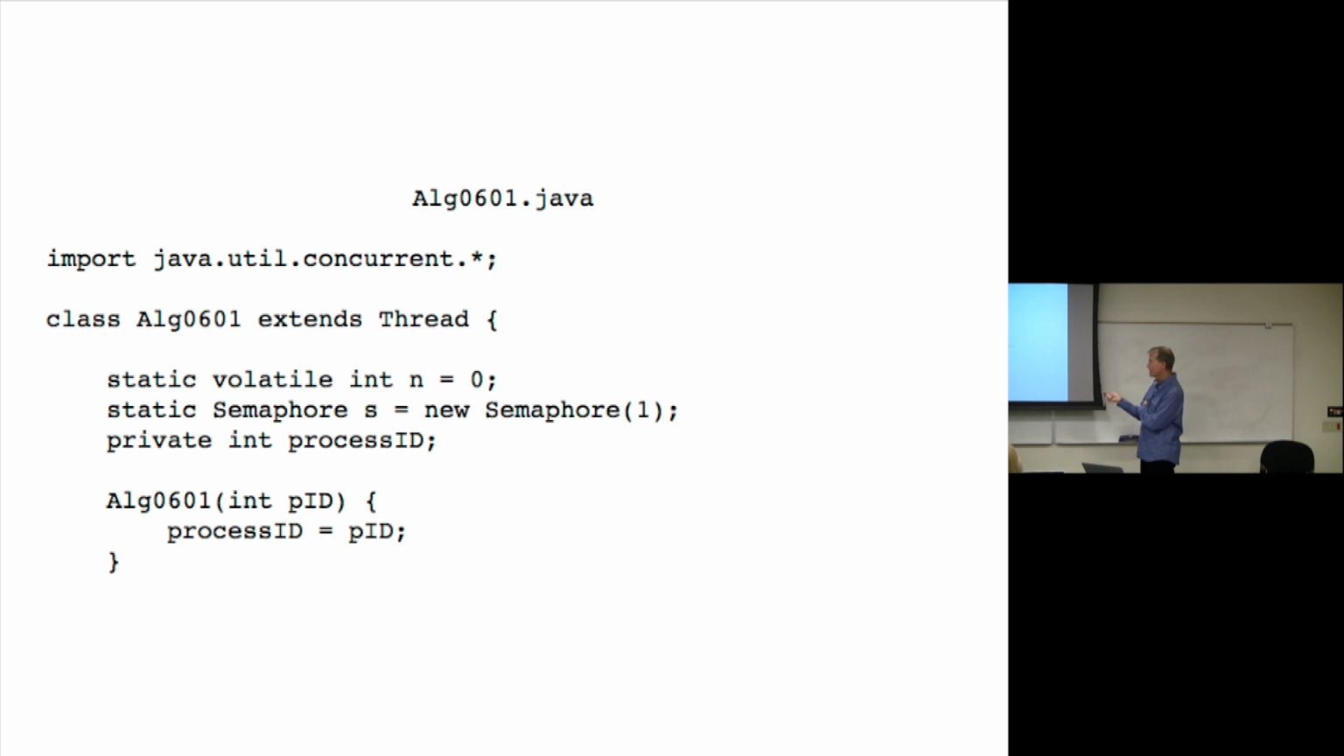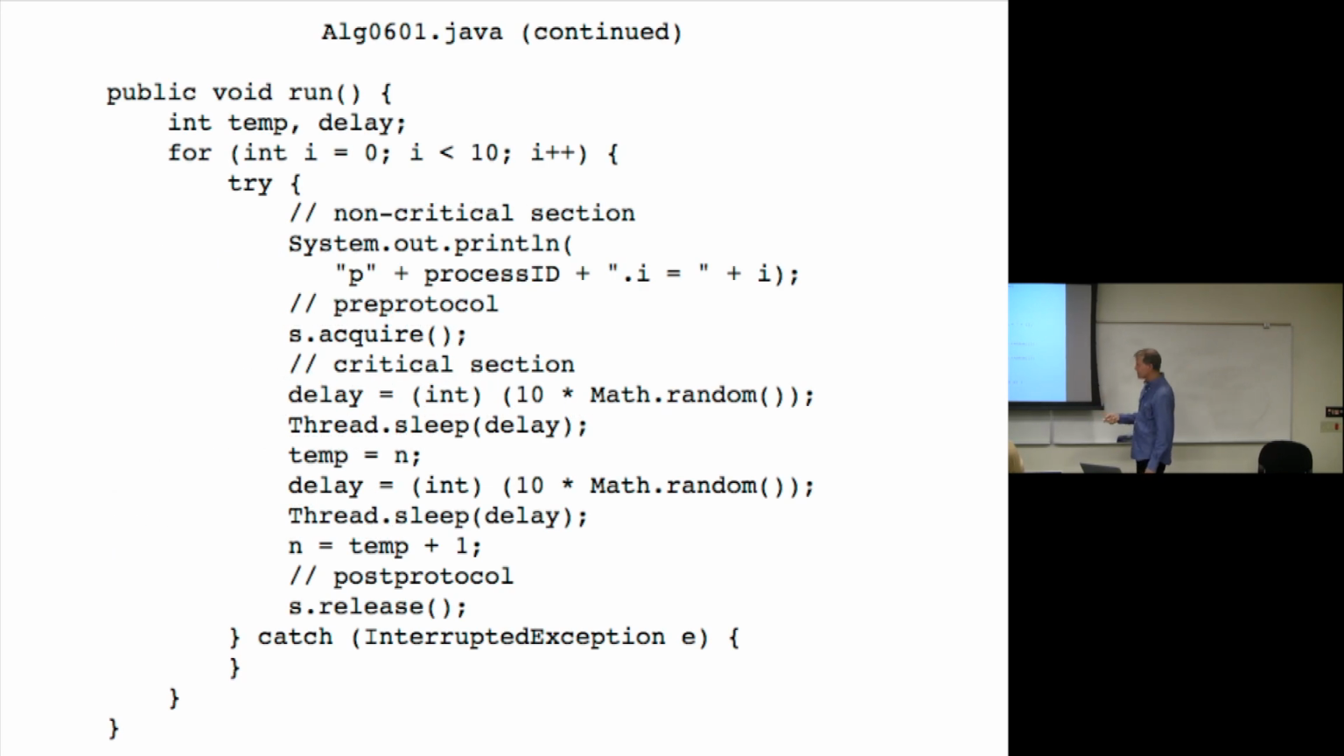Here we have s gets new Semaphore(1), lowercase s. The value of the semaphore is initialized to one. We don't have static in front of our process ID because we need one process ID per object, per instance. Are you with me on that? And then here's our usual identifying the process, setting the process ID in the constructor.